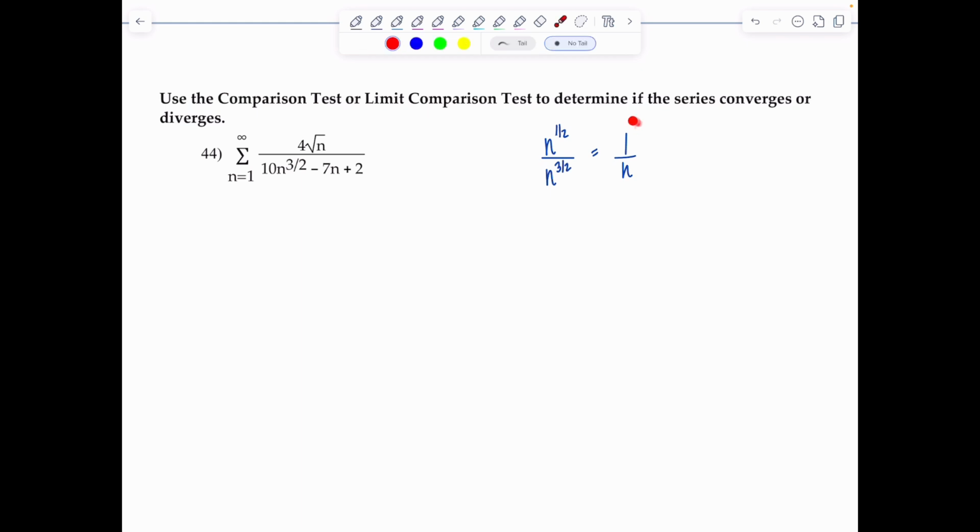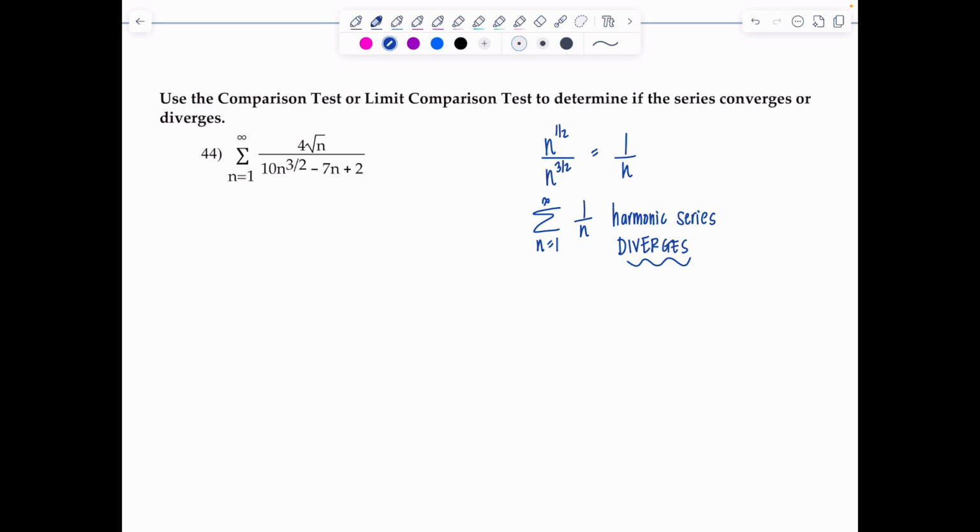What do I know about 1 over n? Not much. This is nothing. We're trying to do limit comparison test. I need to compare it to another series. The sum n equals 1 to infinity of 1 over n. What do I know about that series? Oh, this is the harmonic series. It's a special p series. It's so special it has its own name. And we know the harmonic series diverges.